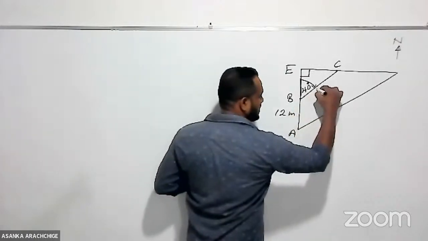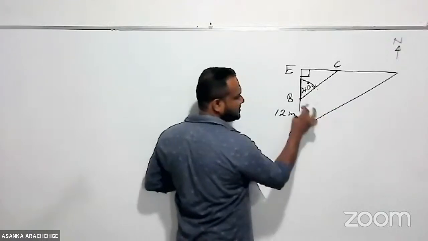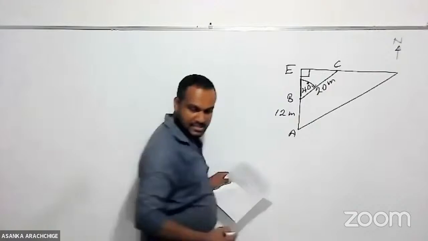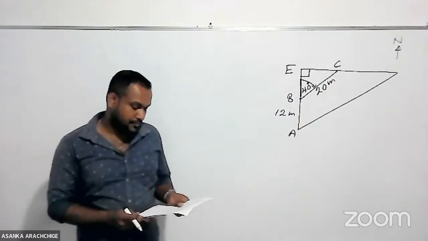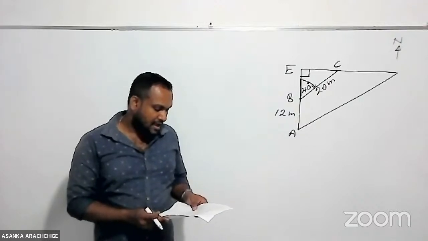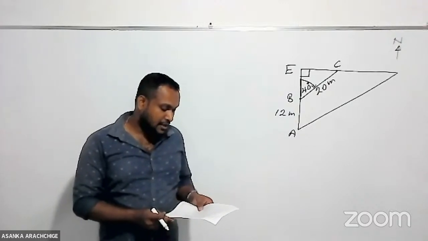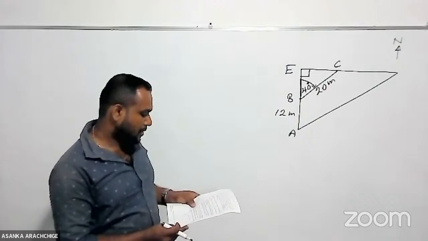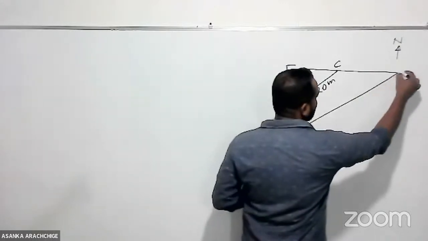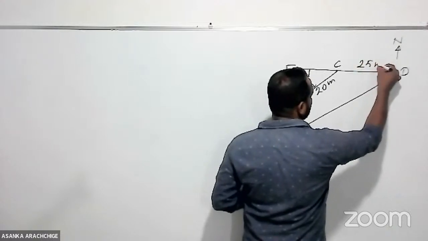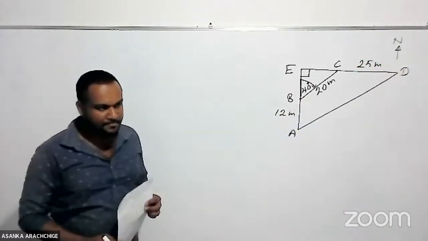We are given the distance he travels from B to C, that is 20 meters. He arrives at the location C, and from C he travels 25 meters to the east to reach the location D, right? This is D. CD is 25 meters. Is that clear? Right.